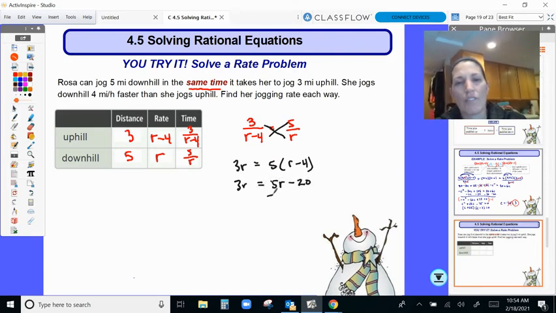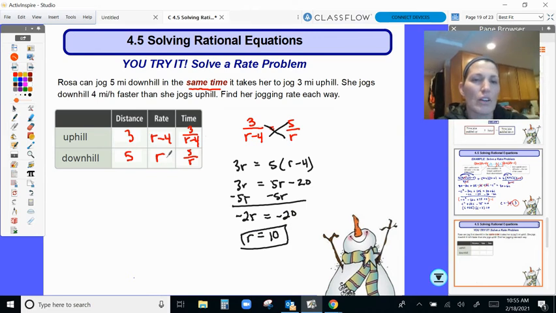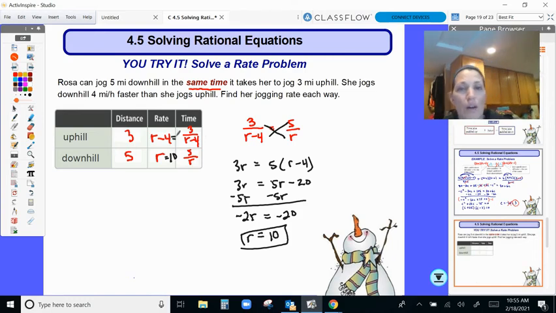I can subtract my 5R. Whoops, there we go. Negative 2R, gracious, equals negative 20. So my rate equals a positive 10. So it looks like she goes 10 miles per hour downhill, and then 10 minus 4 will be 6 miles per hour uphill. Okay? All right, so that's how you set those guys up.